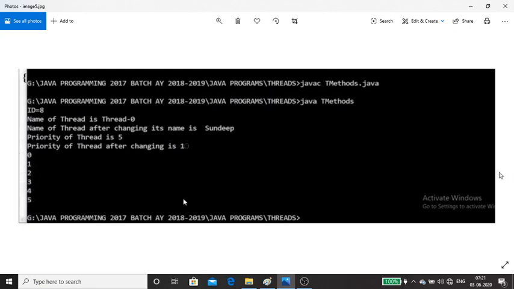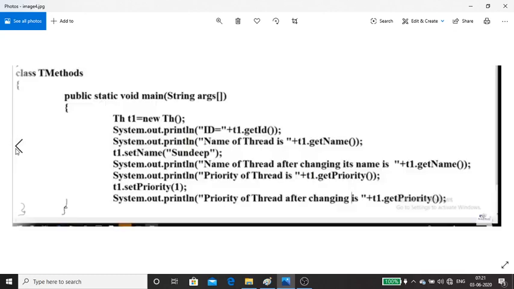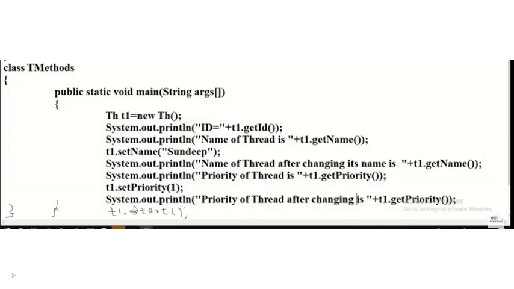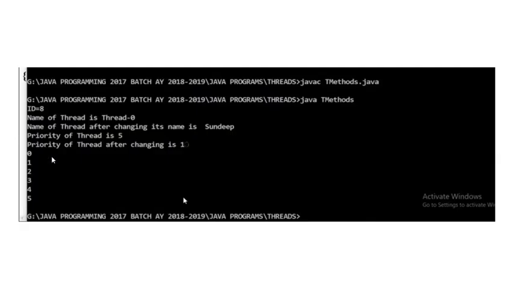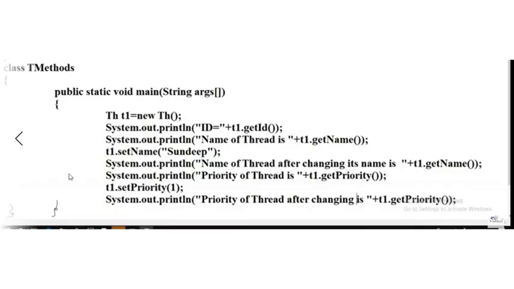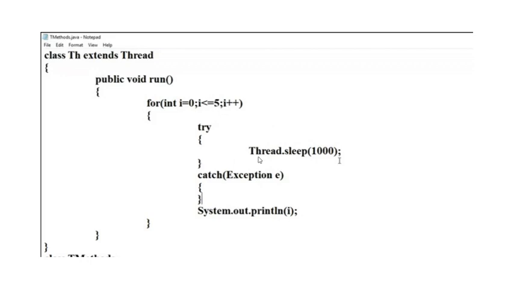Why are these numbers printed? Because we just added one more line here, t dot start. Because of t dot start, it is going to call the run method. Because of the run method, it's going to print all the values starting from 0 to 5. After printing each number, it will sleep for about 10 milliseconds.